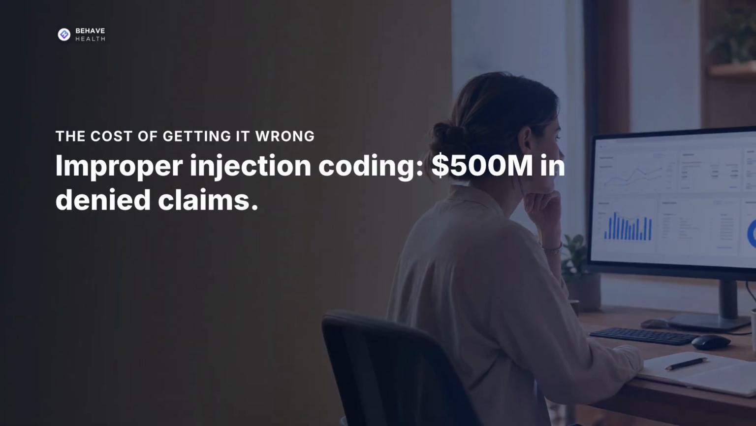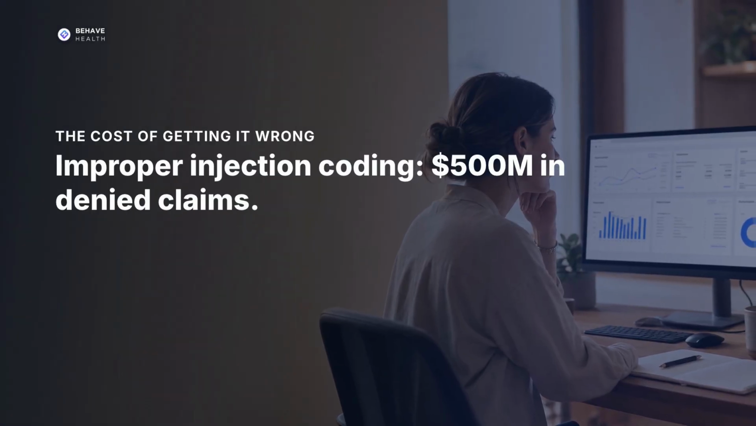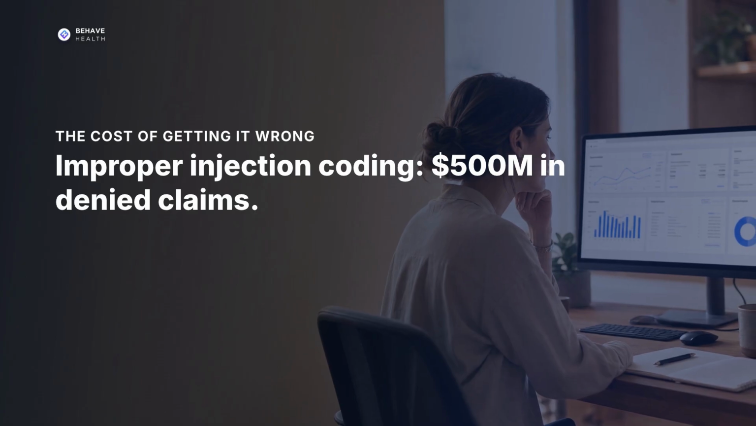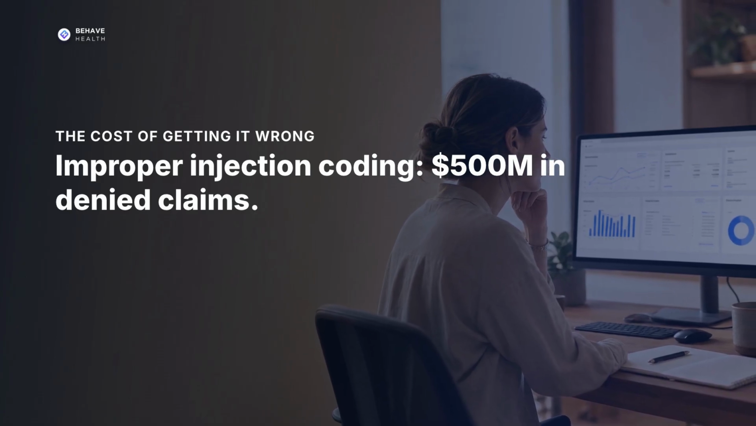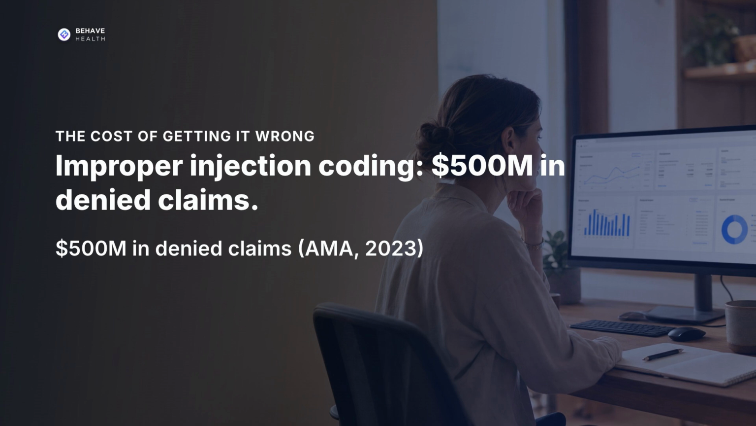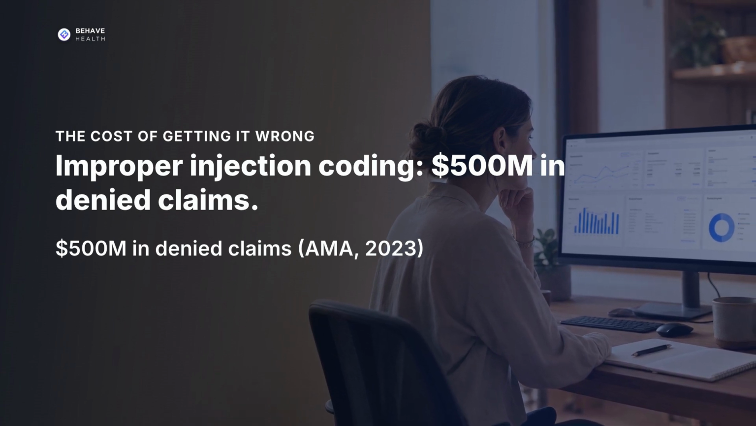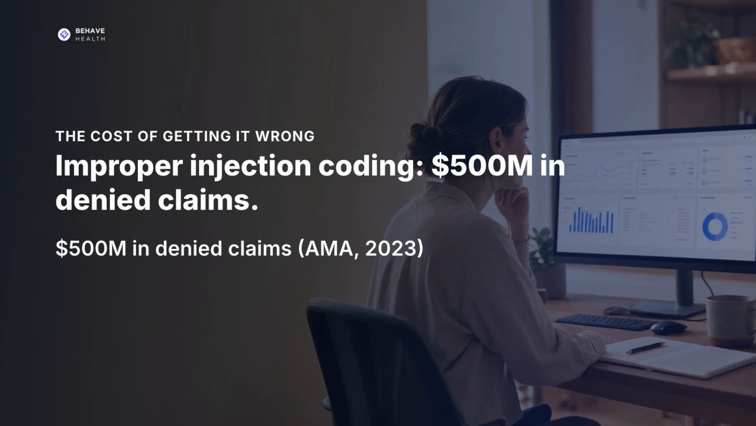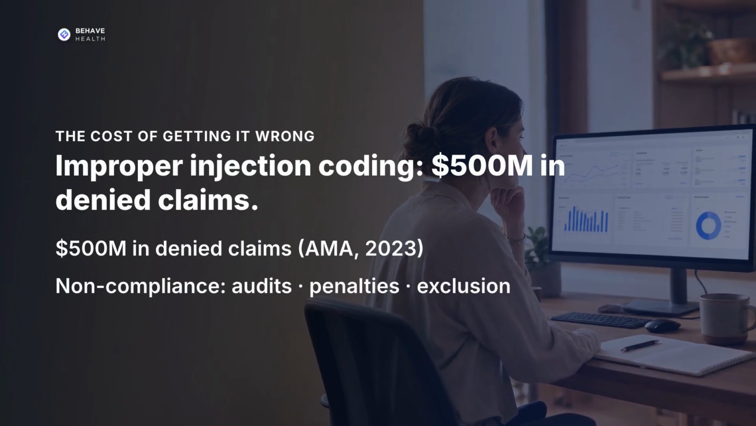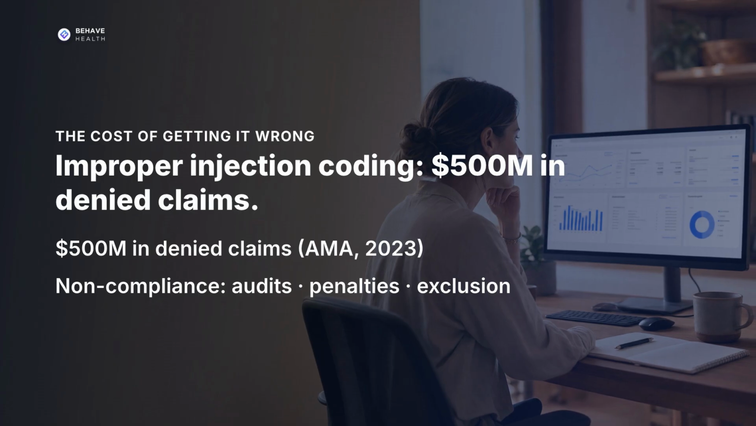The AMA found improper coding of therapeutic injections resulted in over $500 million in denied claims in 2023. That figure represents preventable errors, wrong codes, missing modifiers, incomplete documentation. Your team can stop. Beyond denials, billing errors can trigger payer audits, False Claims Act exposure, and exclusion from federal programs.